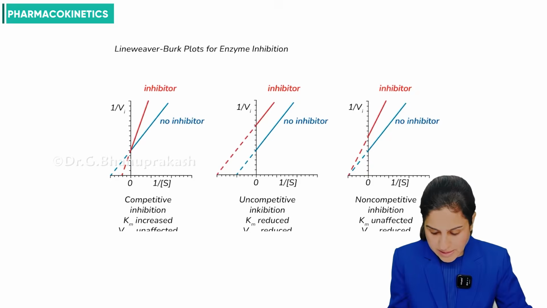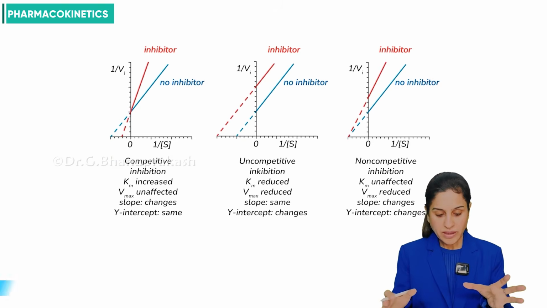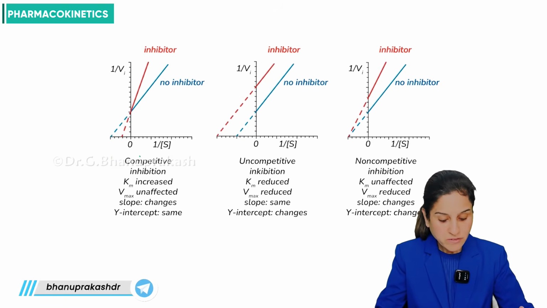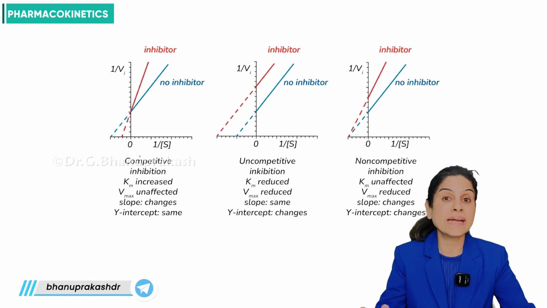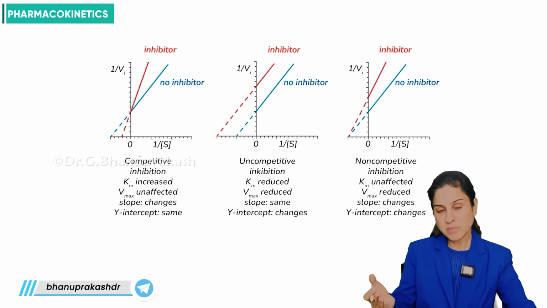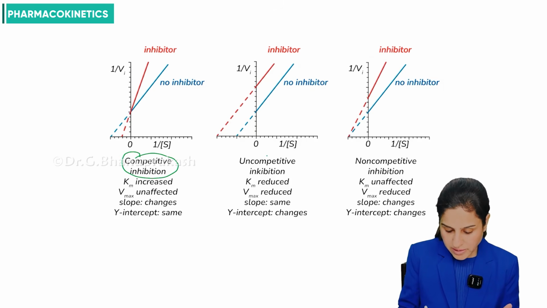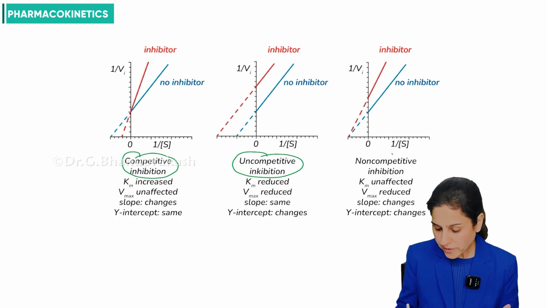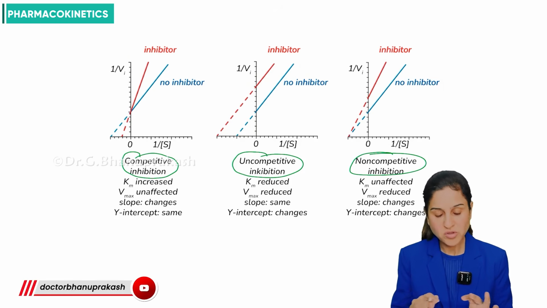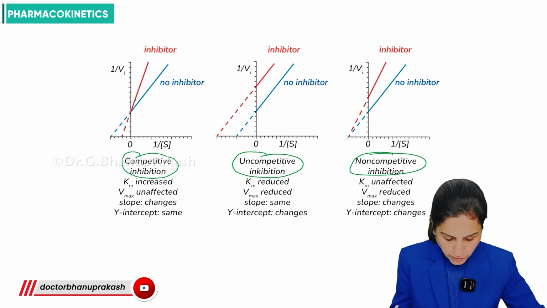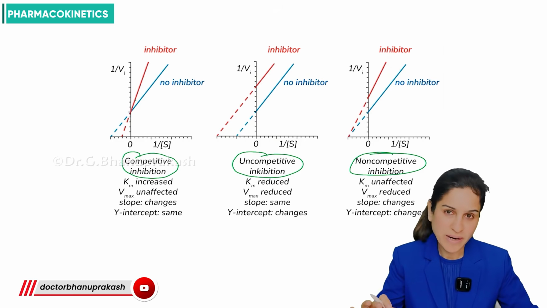Now, there is another type of graph on this very concept, called the Lineweaver-Burk plots for enzyme inhibition. Here, you simply need to identify the type of inhibition, whether it is a competitive inhibition, an uncompetitive inhibition, or a non-competitive inhibition. Alright, so let's see an easy trick to identify this.